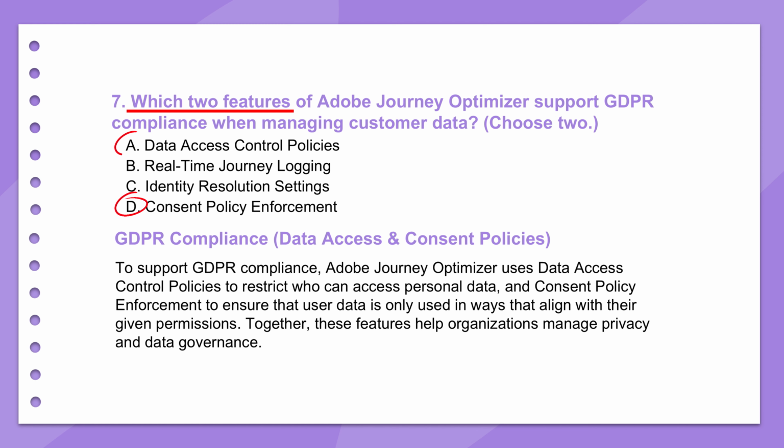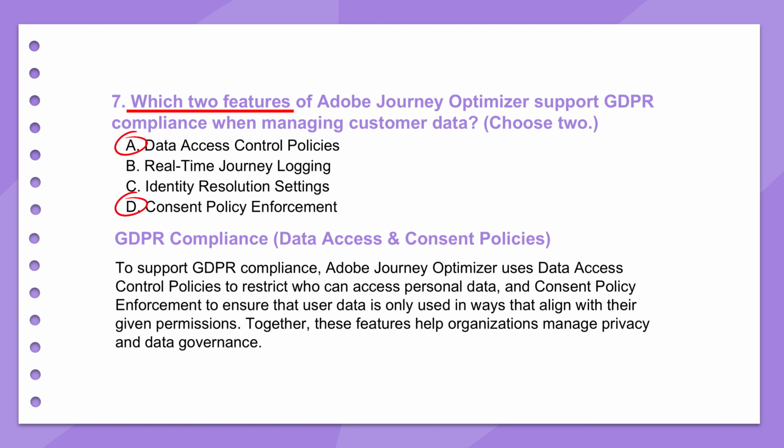Okay. Data access control policies are all about putting safeguards in place, limiting who within your organization can actually access or work with sensitive personal data. It's really about ensuring responsible data governance and, well, security. So you can control who sees what customer information. That makes sense. Exactly.